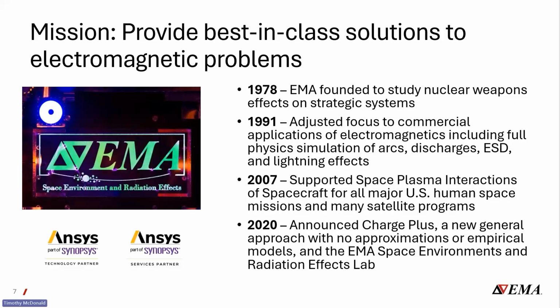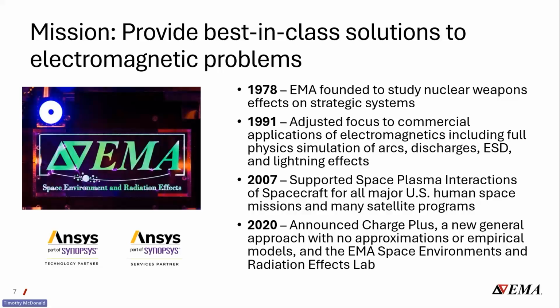So who are we? Who is my team? EMA as a company was founded in 1978 to study nuclear weapons effects on strategic systems. The Cold War ended in 1991, and EMA adjusted our focus to commercial applications of electromagnetics. That includes full physics simulation of arcs, discharges, ESD, and lightning effects.